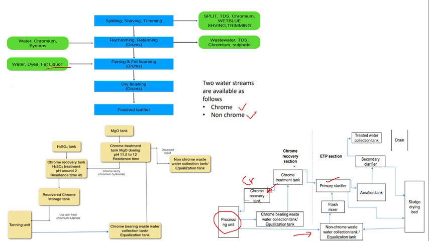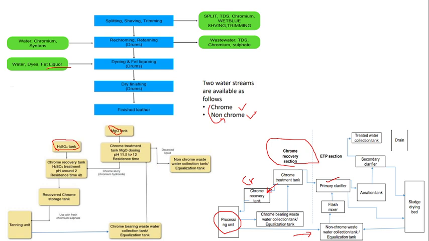Now coming to this chrome recovery section. As I have discussed, chrome and non-chrome are the two waste streams. Once the chromium is removed, the chrome stream is again fed into the non-chrome stream. But how this chromium is recovered is what is given in this flow chart. We use some chemicals, mainly magnesium oxide, MgO, and sulfuric acid, H2SO4. These two are the major components in our chrome recovery section.